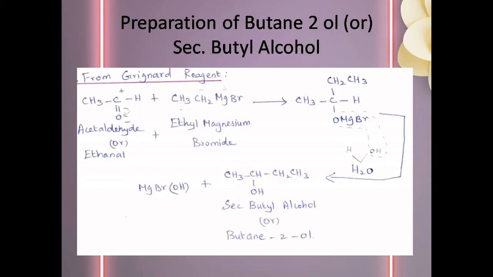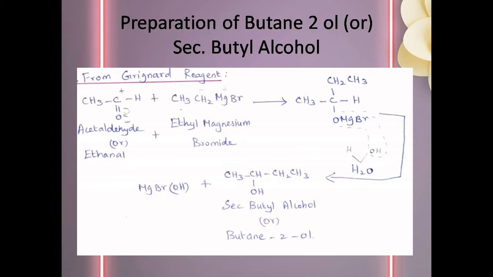Next preparation is butane-2-ol. It comes under the category of secondary butyl alcohol. First preparation, Grignard reagent, the same way: acetaldehyde plus ethyl magnesium bromide. Instead of methyl magnesium bromide, here we are going to add ethyl magnesium bromide.